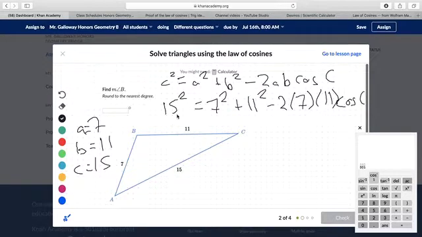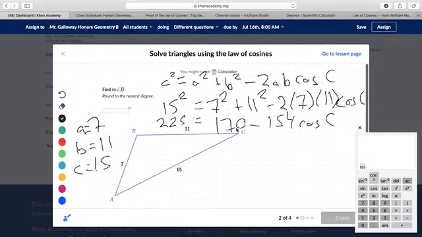It's a lot, huh? So this 15 squared, it's 225, I believe. Yep, 225. Just wanted to make sure. 225 equals 49 plus 121. So I'm going to just put this in my calculator: 7 squared plus 11 squared. That's 170, minus 2 times 7 is 14, 14 times 11 is 154. So minus 154 times cosine c.